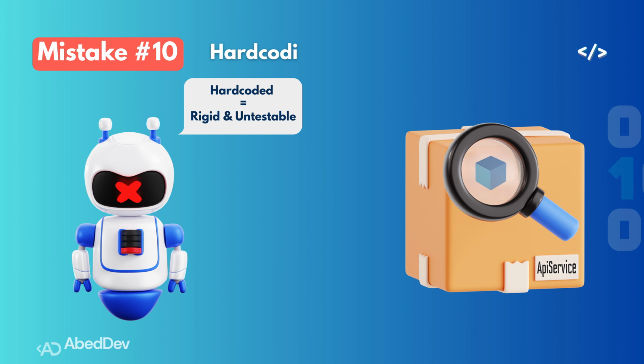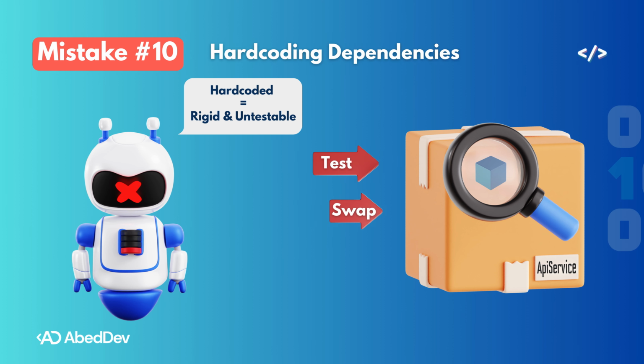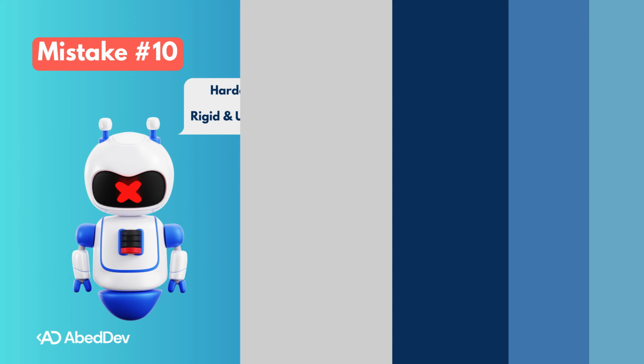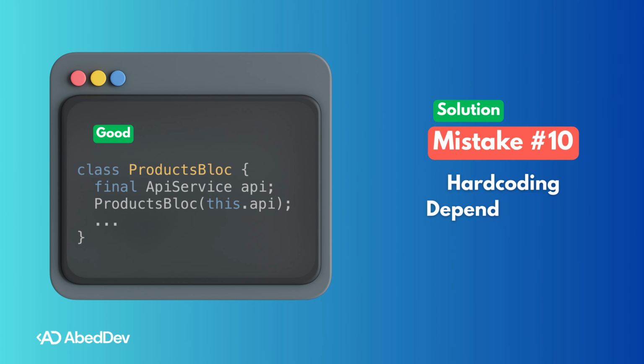You can't mock it in a test, you can't swap in a fake, a dev version, or an offline version. And any change to the API service could ripple through your BLoC. This is tight coupling, it breaks separation of concerns. Here's how you fix it.